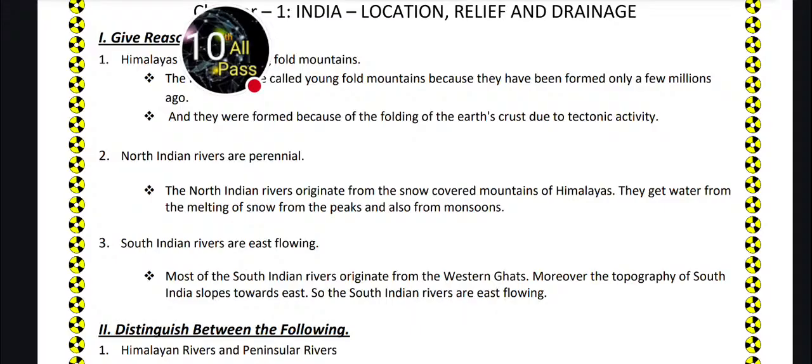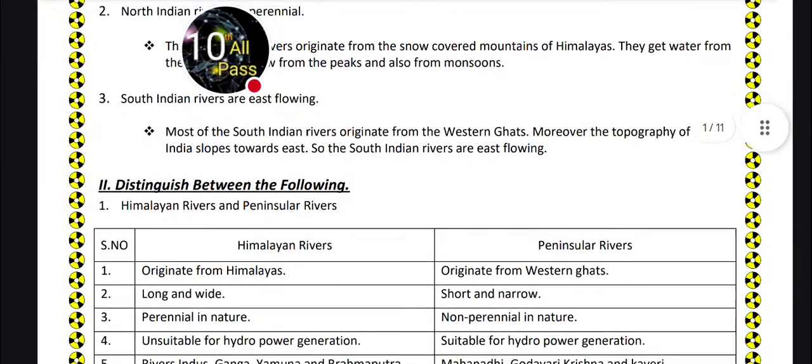Third one, South Indian rivers are east flowing. Answer. Most of the South Indian rivers originate from the Western Ghats. Moreover, the topography of South India slopes towards east, so the South Indian rivers are east flowing.